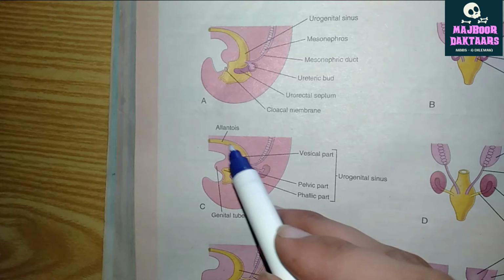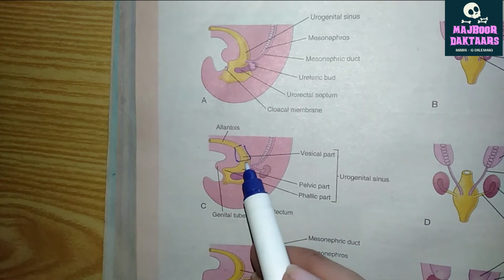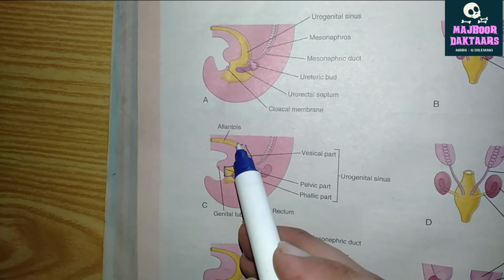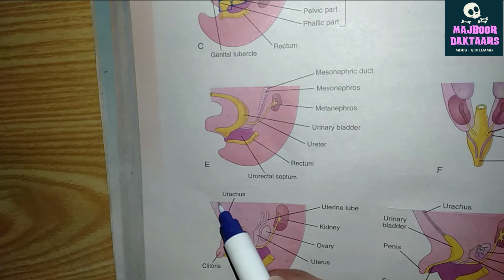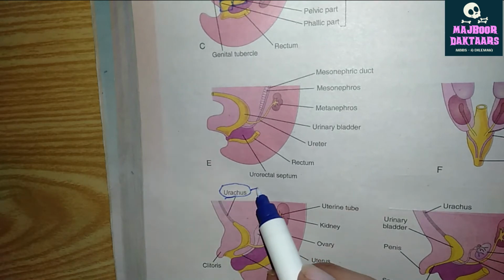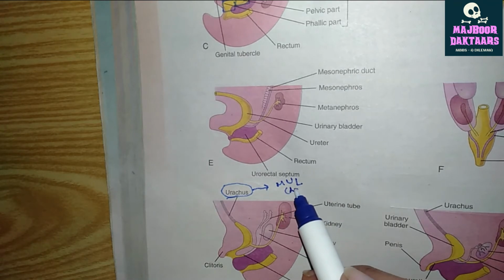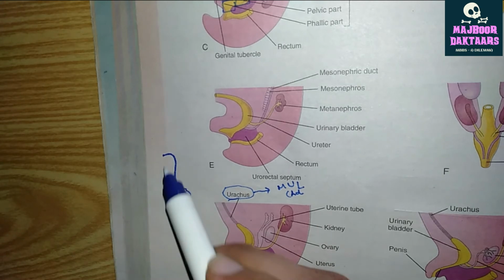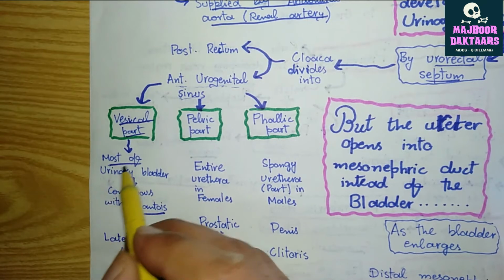Here is the urogenital sinus. It consists of the upper vesical part, the middle pelvic part, and the lower phallic part. Now this upper vesical part is continuous with the allantois. This allantois after time regresses into a ligament known as the urachus. The urachus further differentiates into the median umbilical ligament, which is the adult form, which extends from the umbilicus to the top of the urinary bladder. So the vesical part gives rise to most of the urinary bladder.